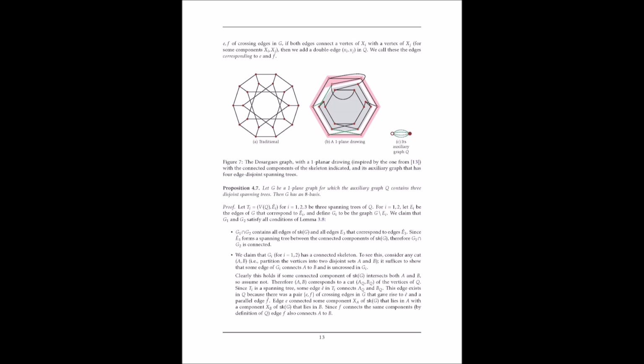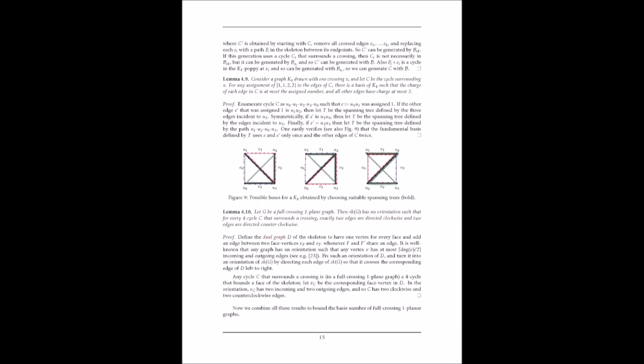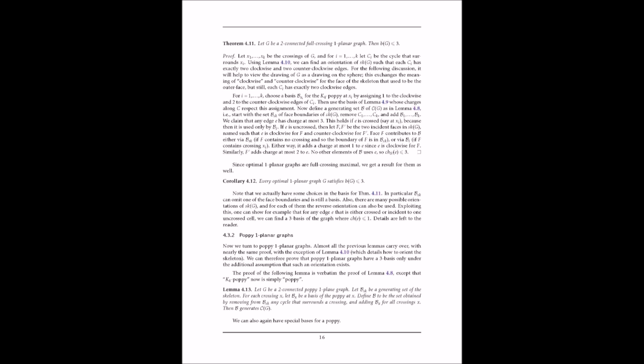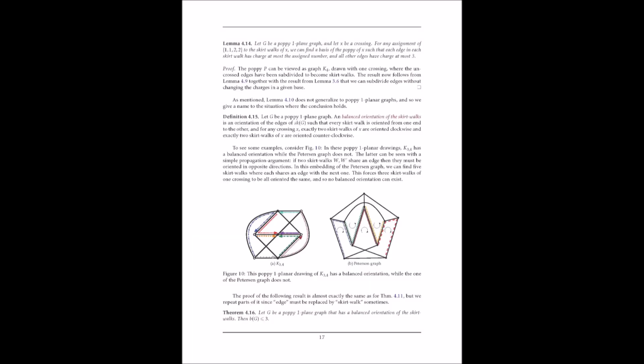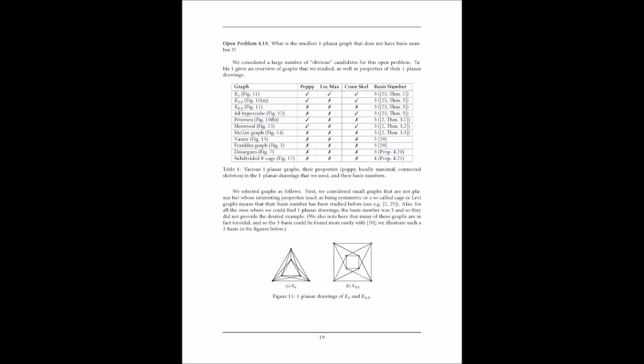But why is this balanced orientation so important for getting a 3 basis? It allows us to apply a clever construction technique. We can assign the values 1 and 2 to the skirt walks based on their orientation. Then we can choose specific bases for the K4 poppies that respect those assignments. The balanced orientation ensures that the charges on the edges stay low. If we combine these carefully chosen K4 poppy bases with the face boundaries of the skeleton, excluding the cycles around the crossings, we end up with a 3 basis for the entire Poppy 1 planar graph. Wow, that's amazing. So finding this balanced orientation is crucial for achieving that tighter bound.